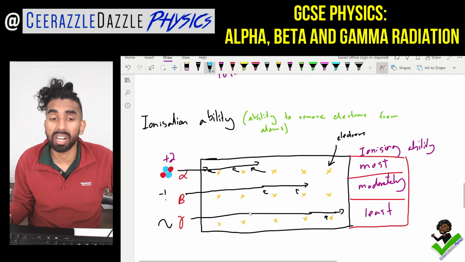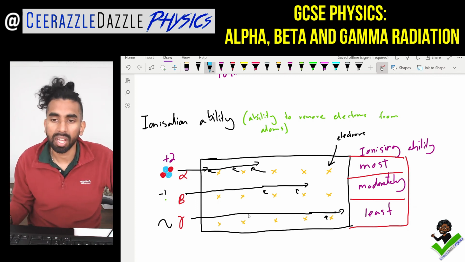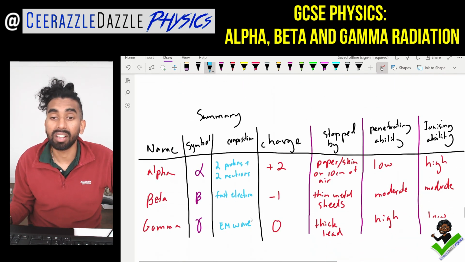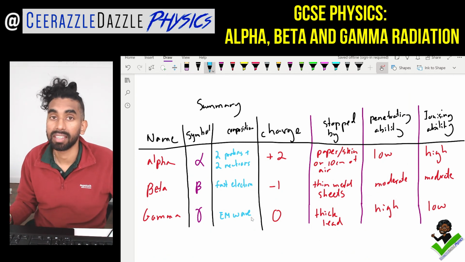Finally, I then talked about the ionization ability, and obviously it's kind of difficult, this bit, but you can just memorize the ionization ability if you want to. Most, moderately, and least. Alpha is the most ionizing. And last of all, here's our wonderful table summarizing everything that we have done today.